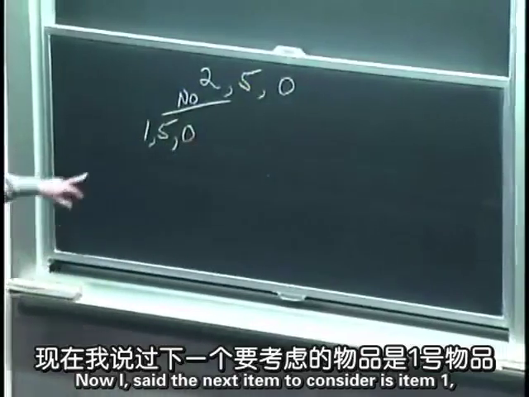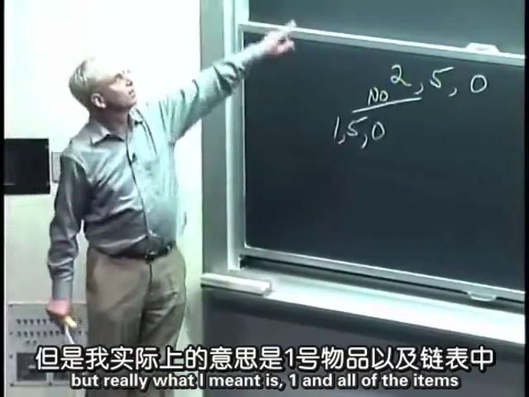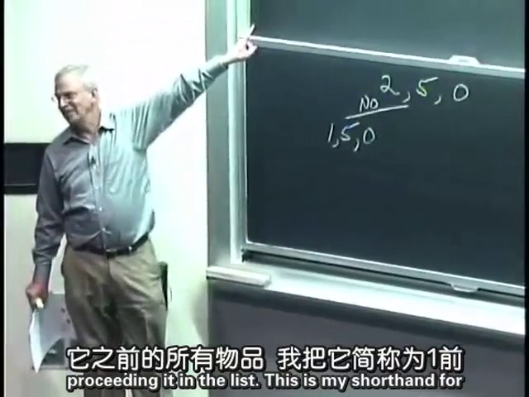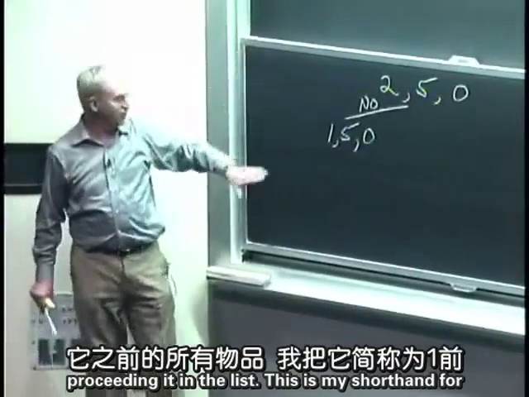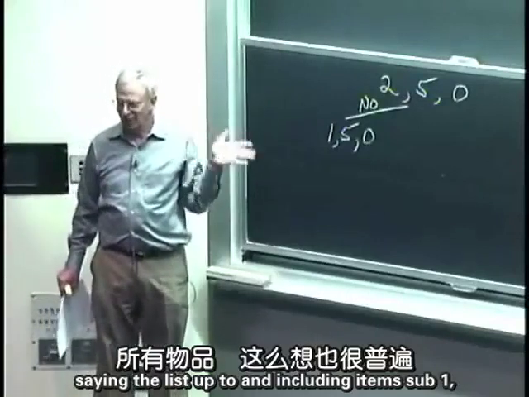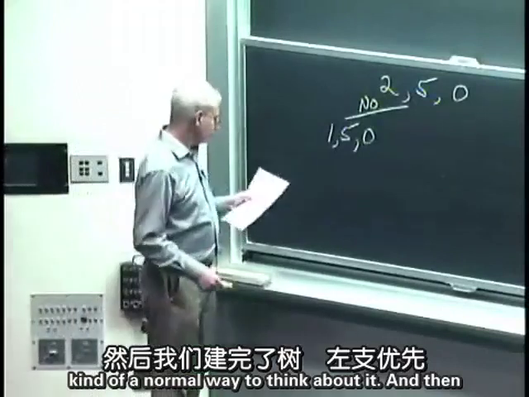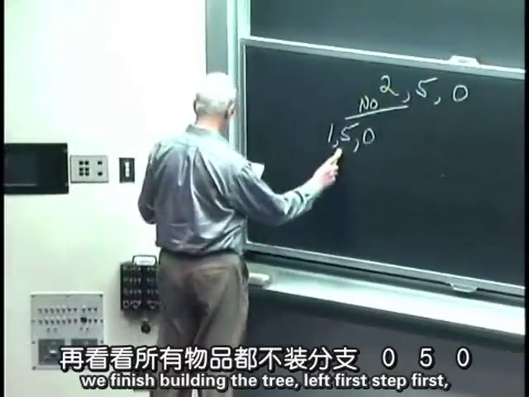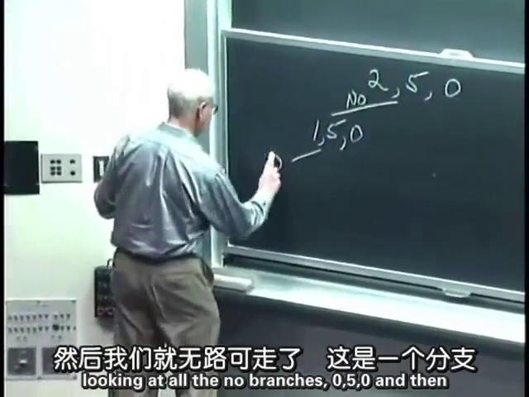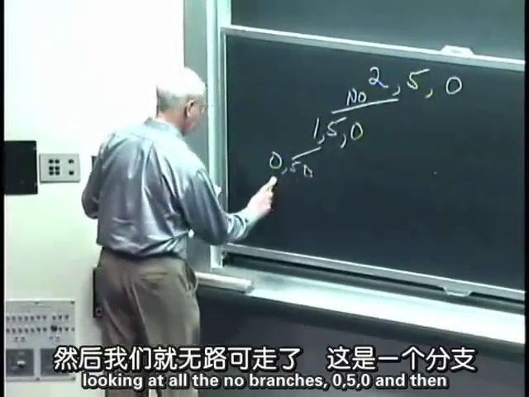Now, I said the next item to consider is item 1. But really what I meant is 1 and all of the items preceding it in the list. This is my shorthand for saying the list up to and including item 1, kind of a normal way to think about it. And then we finished building the tree, left first, depth first, looking at all the no branches, 0, 5, 0. And then we were done.